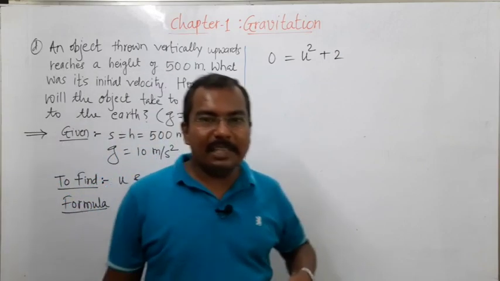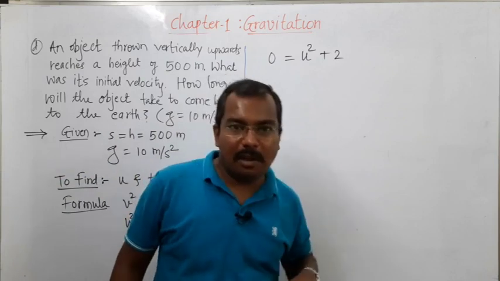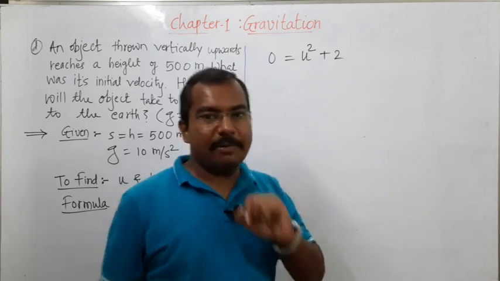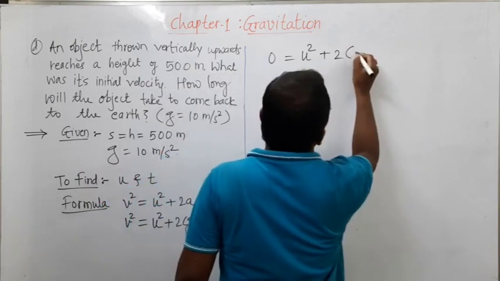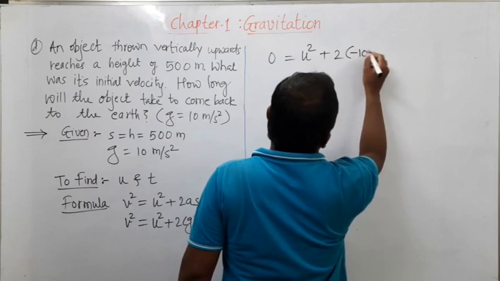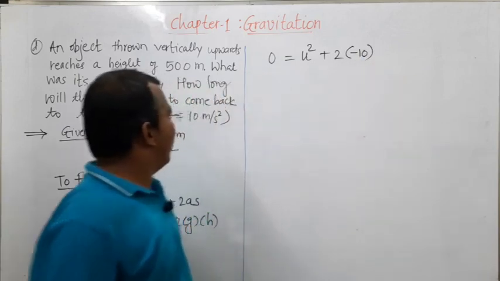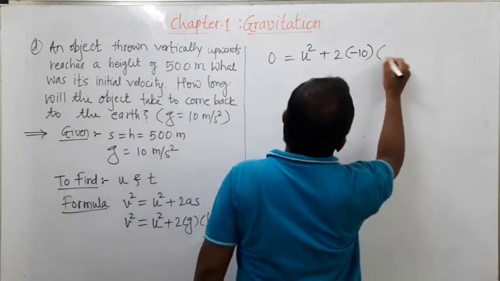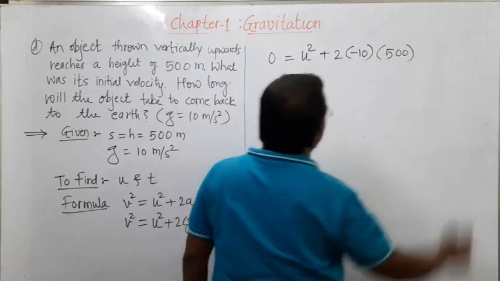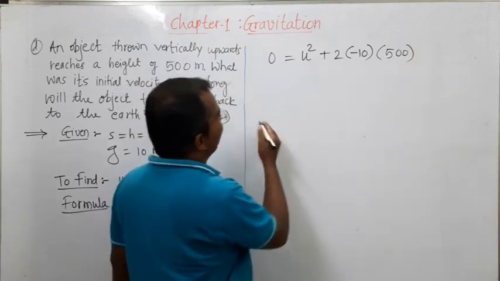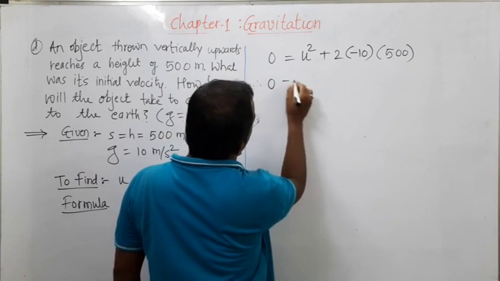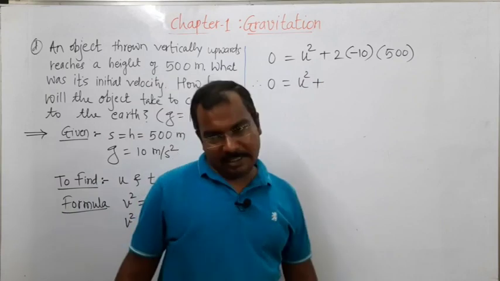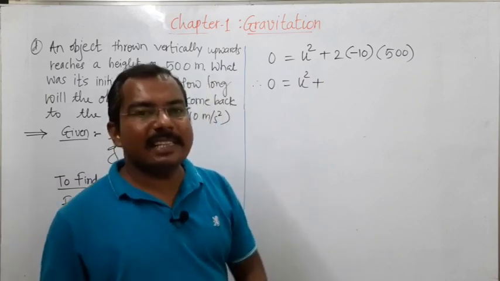Where is the object going? The object is going away from the earth. The object is going upward, therefore the acceleration due to gravity will be negative here. So 2 times, I'll write in the bracket minus 10, and the distance is given, h, 500, correct? So do the calculation. This will be 0 is equal to u square plus 500 into 2 is 1000 into 10 is 10,000.